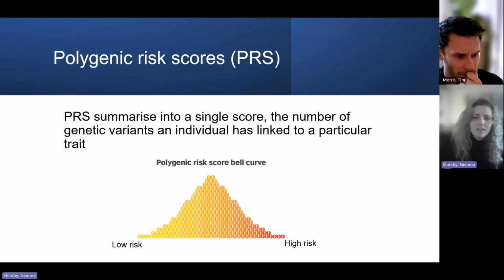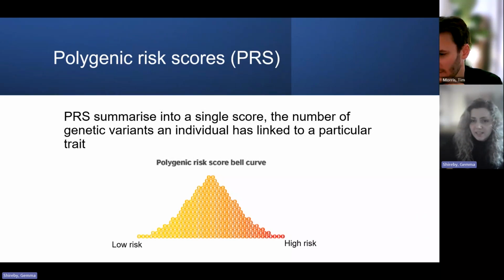We're currently generating polygenic risk scores for our data sets for each of the cohorts. What's been discovered is that many traits are polygenic. This means they're caused by many genes of small effect. PRS essentially summarize into a single score the number of genetic variants an individual has which are linked to a particular trait. If you have fewer risk genes, you'll be on the left side of this distribution, and if you have a lot of risk genes, you'll be on the right end of the distribution.